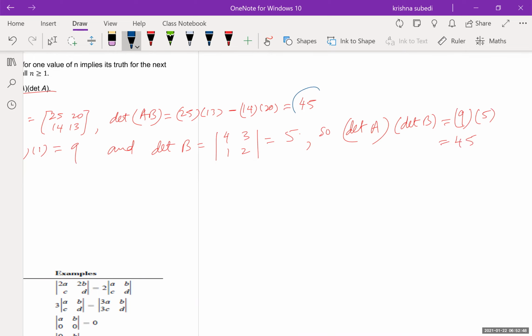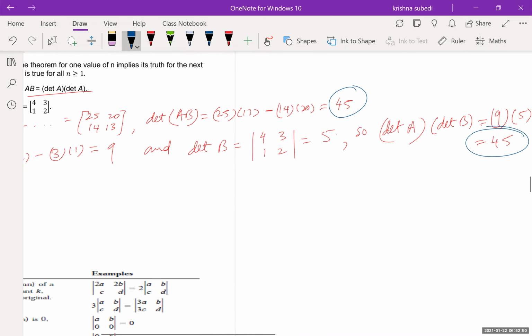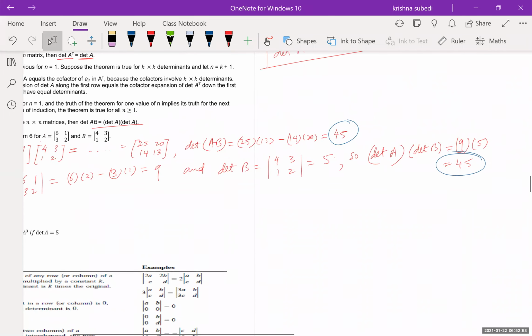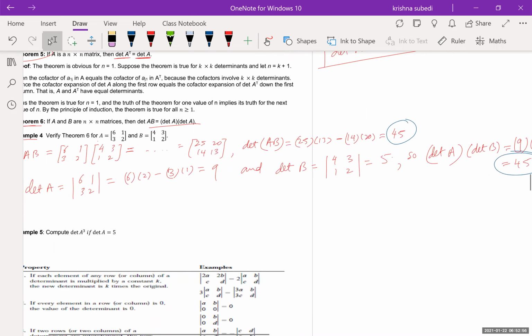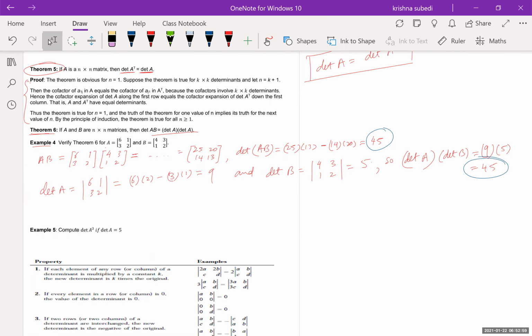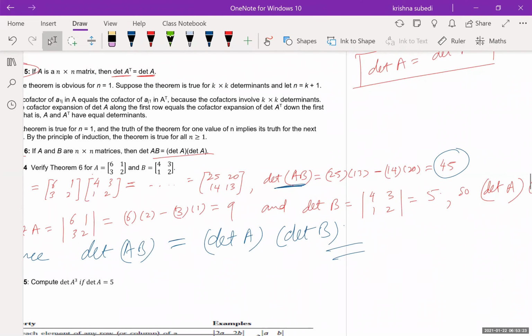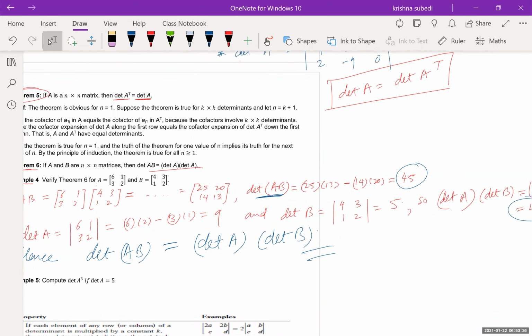Notice here that these two values are equal. And this is not a coincidence. That's exactly what theorem 6 is telling us, okay? So hence, what we have proved is that the determinant of AB is equal to the determinant of A times the determinant of B. So this theorem is proved. Any questions?